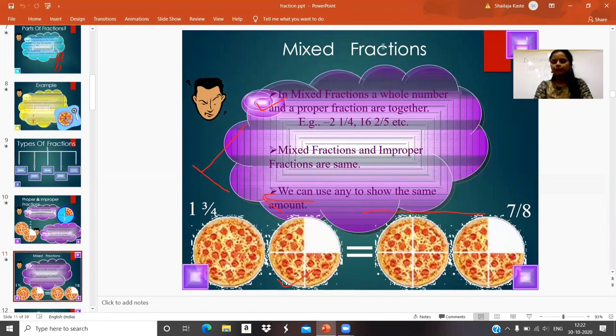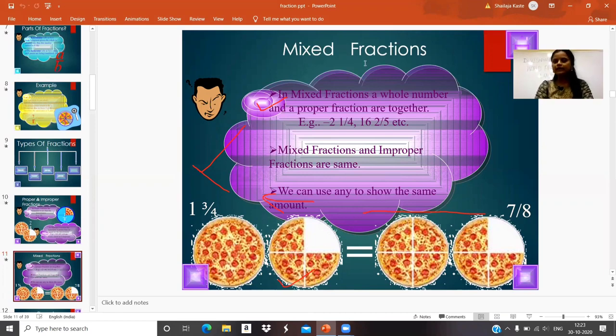What will happen in the mixed fraction? You can see here is the complete pizza present in front of you. And here is another pizza, and from the second pizza, you can see that one fraction is missing. That means one complete whole is present, and in the other pizza, there is one part missing. That means one complete whole number is present and another proper fraction is present. So together these two are known as the mixed fraction.